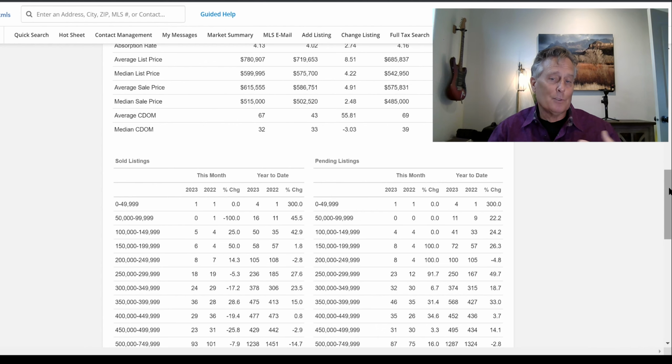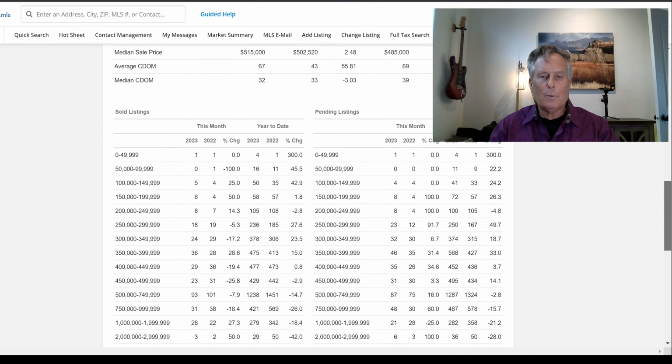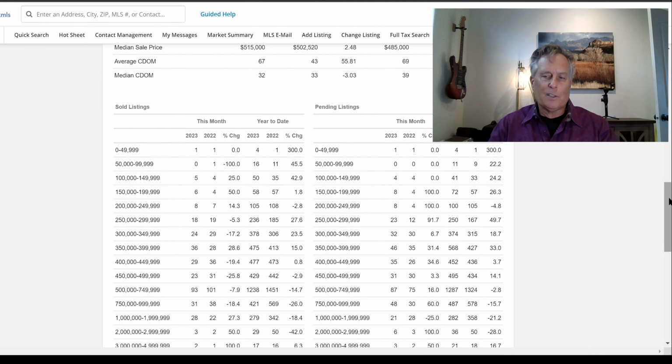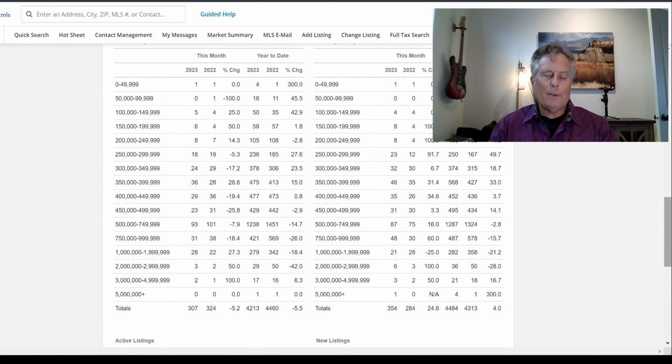But in my eyes, we're just kind of very stable. So this next coming year, we'll see what happens, but probably a 4 to 6% appreciation if everything kind of goes as we are in right now.